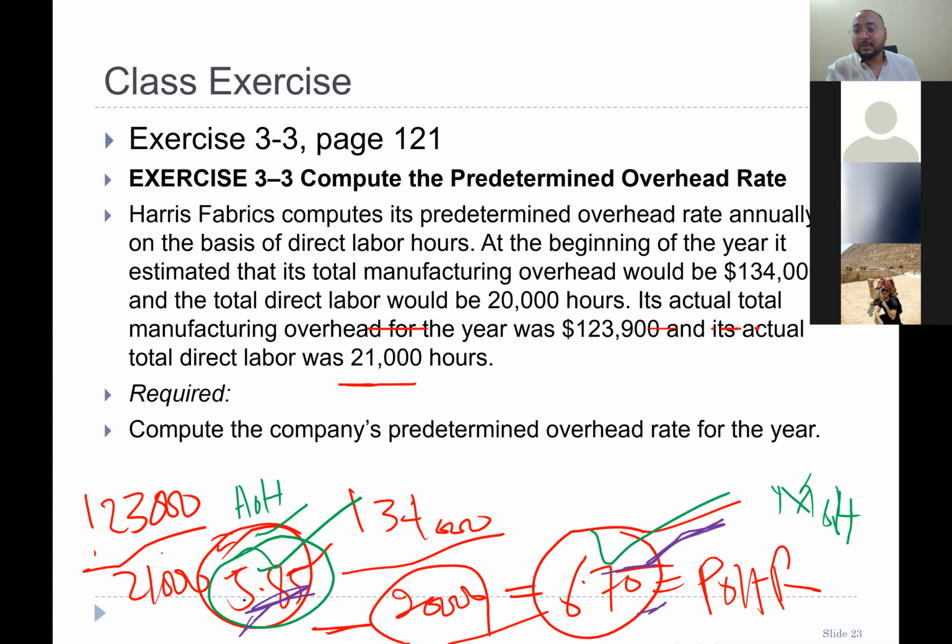But the actual cost is 5.85. Is it good or bad? That's good. Overestimated and spent less. Junpei, are you here? Yes, sir. I'm waiting for your comment.